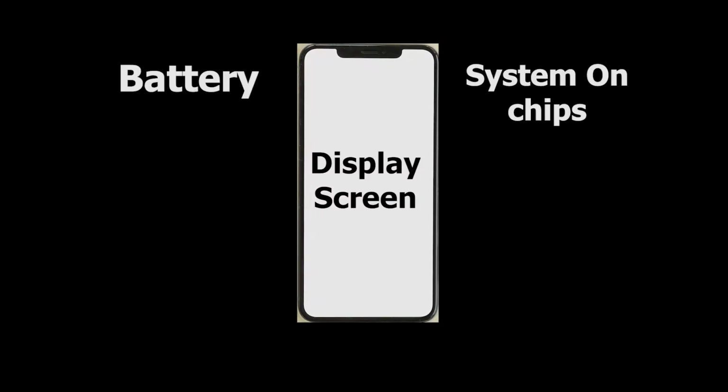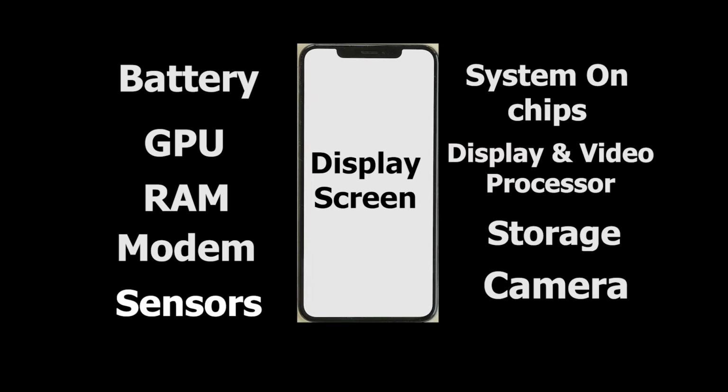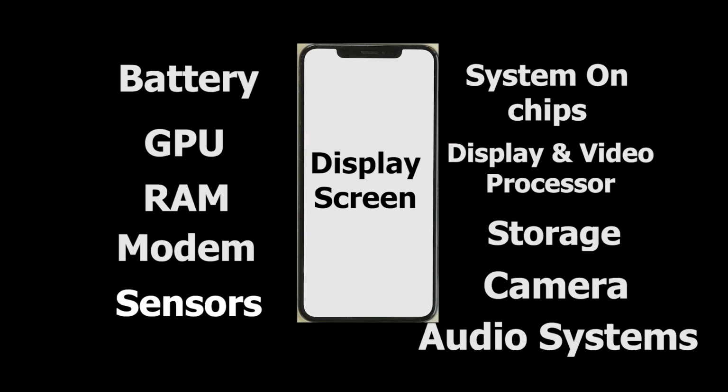So let's take an example of a mobile phone. What does it take for this mobile phone to be made from scratch and reach your hands? Let's take it step by step. First, let us see what components we need to manufacture this mobile phone. Display screen, battery, system on chips, GPU, display and video processor, RAM, storage, modem, camera, sensors, audio system, etc.